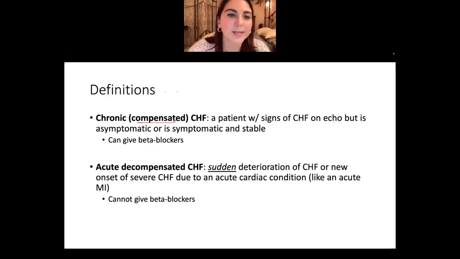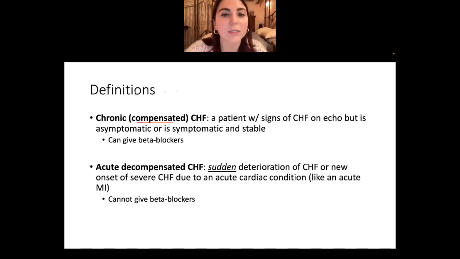So chronic CHF, I think of this as compensated CHF. The patient has heart failure, but they're fine. Their body compensated well, they're living their best life. You can give a patient, and I'm not saying you give all patients with CHF beta blockers, I'm just saying if it should arise that you need to give this patient a beta blocker in the future, feel free to do it.